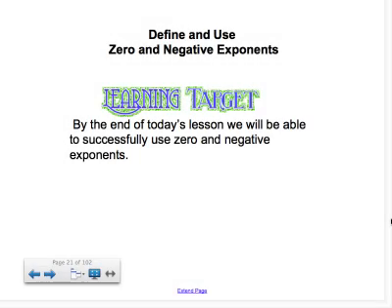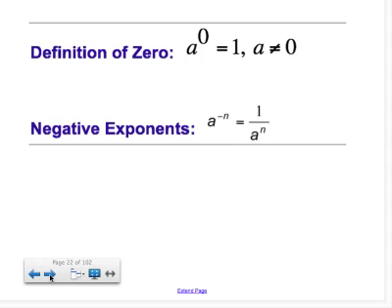Section 8.3, we're going to continue our discussion on properties of exponents. In this particular section, we're going to be focused on defining and using zero and negative exponents. All of the rules that we've already talked about, the product properties and the quotient properties, are still going to be in full effect. Now here are the two new properties today.